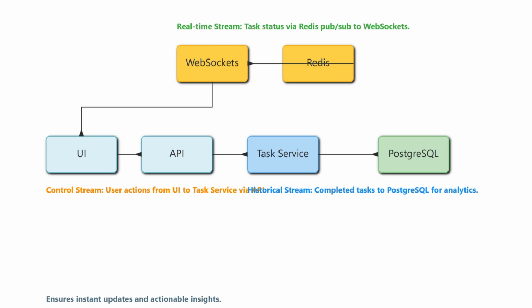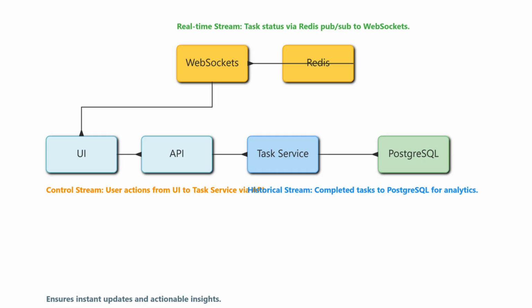And finally, the historical stream. Once tasks are completed, their records are written to PostgreSQL. This data then feeds into analytics queries, powering the trend charts and performance reports you see, providing valuable insights over time. This robust flow ensures instant updates for immediate awareness and actionable insights for long-term system improvement.